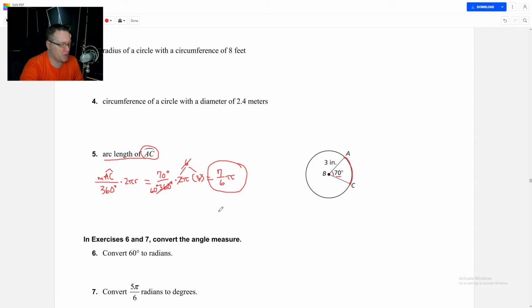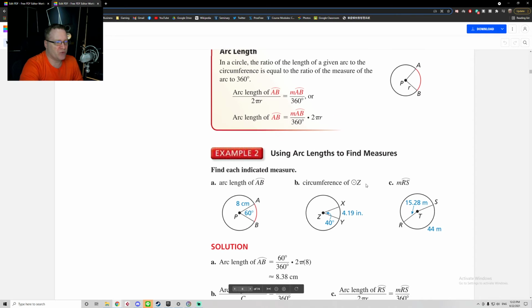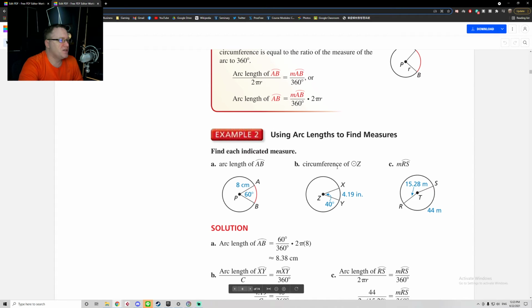Let's look at a couple more examples because the notebook only has this one example, but I think we should do a couple more. Let's look at a couple of examples in the book. So this one, they're not asking us to find the arc length. The arc length here, they already told us. It's 4.19. They want us to find the circumference.